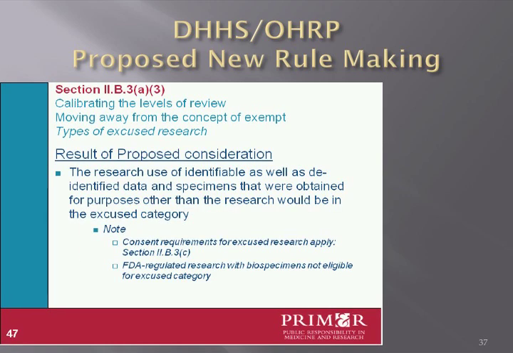Result, the research use of identifiable as well as de-identified data and specimens that were obtained for purposes other than research would be in the excused category. As long as somebody collected it for a non-research purpose, you can go do research on it. As long as you can get ethical access to that data set, you're good to go. And nobody needs to know what kind of research you're doing.